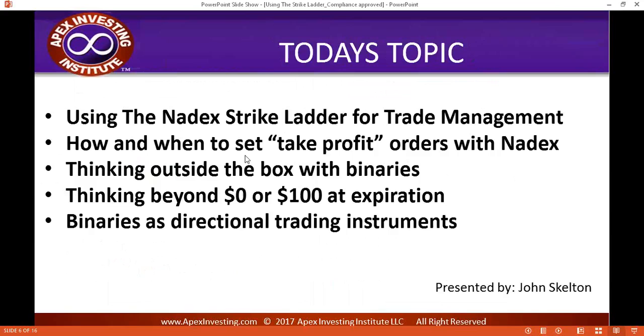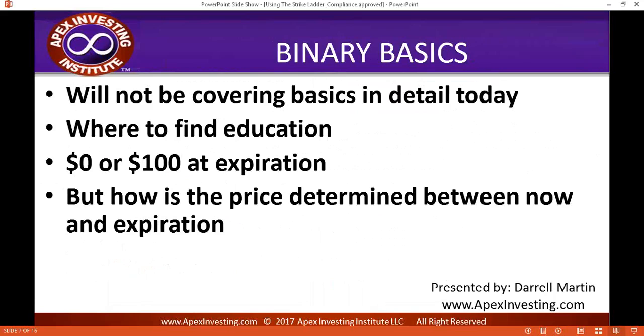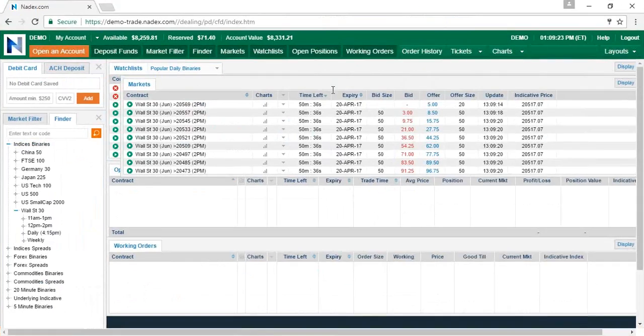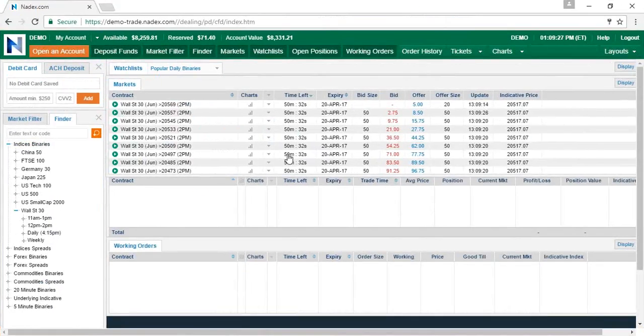We want to talk about how and when and why you would want to set take profit orders with Nadex. And I just want to talk to you a little bit about thinking outside the box with binaries, and thinking beyond just 0 or 100 at expiration. Like I said, we're not going to spend a whole lot of time on the basics of binaries, but in a nutshell, most of us know what a binary contract is.